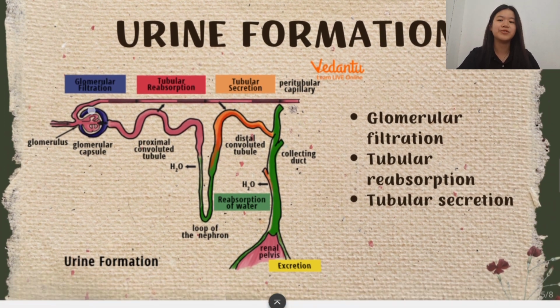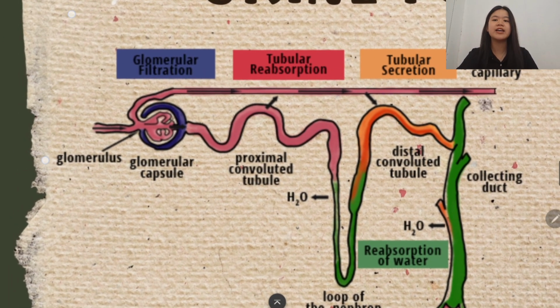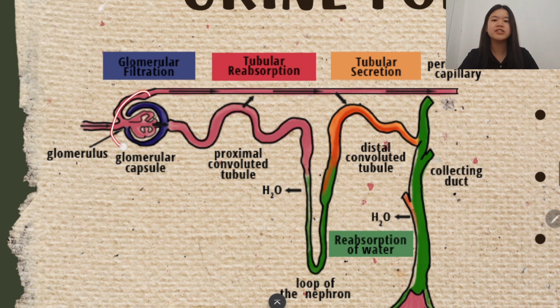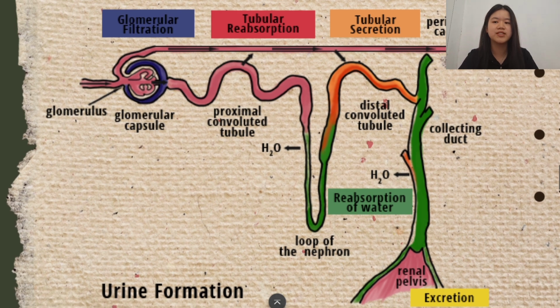Next, let's talk about urine formation. Urine formation occurs through three main physiological processes, which are glomerular filtration, tubular reabsorption, and tubular secretion. First, during glomerular filtration, high hydrostatic pressure forces water and small solutes out of the blood and into Bowman's capsule, forming the glomerular filtrate. This filtrate is typically free of blood cells and large proteins.